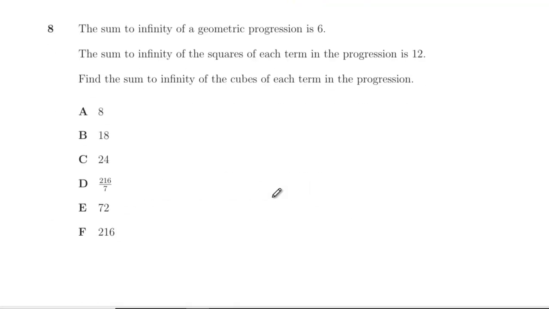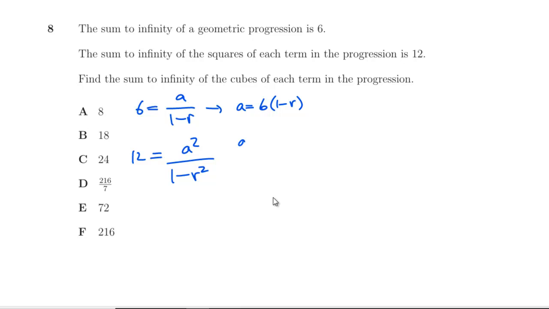Question 8: the sum to infinity of a geometric progression is 6, the sum to infinity of the squares of each term is 12. What's the sum to infinity of the cubes? E. Okay, so 6 is a over 1 minus r. 12 is, well, the first term would be a squared, so a squared over 1 minus r squared. So from here, a is 6 times 1 minus r. From here, a squared is 12 times 1 minus r squared.